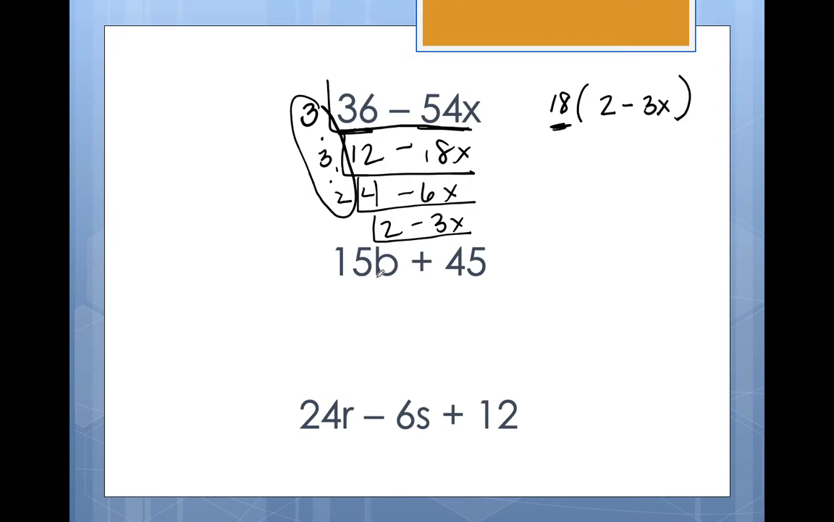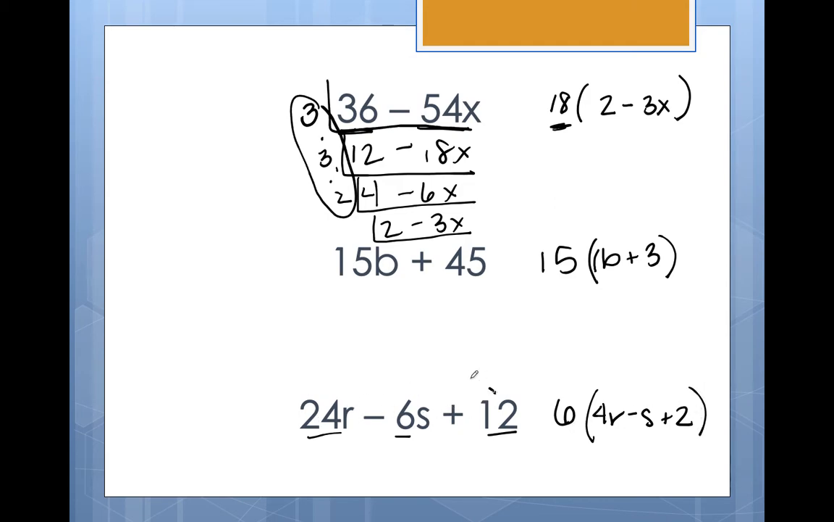The second example, 15b plus 45, 15 is the greatest common factor, so you get b plus 3 or 1b. And for the third example, the greatest common factor between 24, 6, and 12 is 6. So you get 4r minus s plus 2. In this case, even though 24 and 12 have another common factor, since 6 does not, you can't go any higher than 6 as your greatest common factor because it has to be a common factor for all terms.